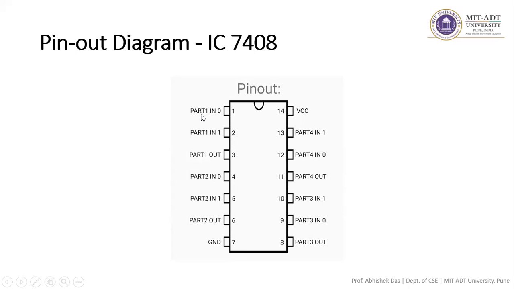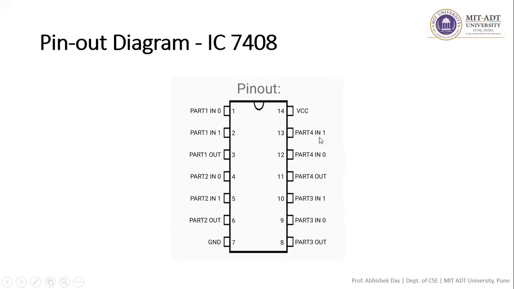So this is the first input, this is the second input, and for these 2 inputs we are having the output over here in pin number 3. Similarly, pin number 4 is the first input, pin number 5 is the second input, and pin number 6 is the output of these 2 inputs, 4 and 5. Now GND means ground, which means we will have to connect this pin with 0 volt, and VCC means you will have to connect this with the power supply. So it will be 1, this will be 0.